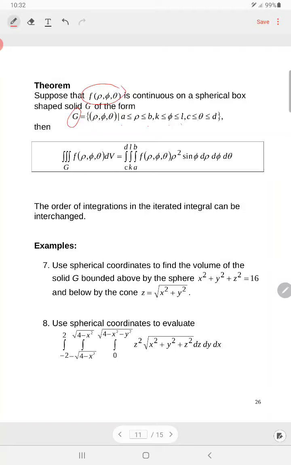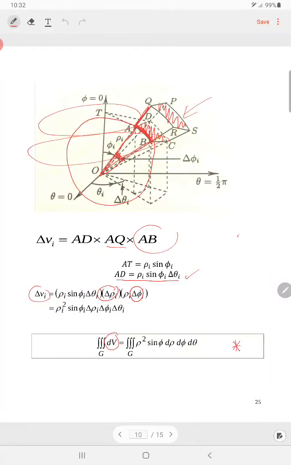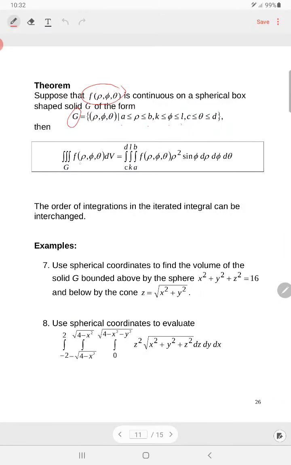So again, you have a solid that is similar to this spherical box. Here the function is still in terms of rho, phi, and theta, and dV would be equal to rho squared sine phi d rho d phi d theta. This is usually the order of integration that we use: we integrate with respect to rho first, phi, and then theta. But if your solid is a spherical box, then the order of integration does not matter. You can do it in the other 5 iterations.